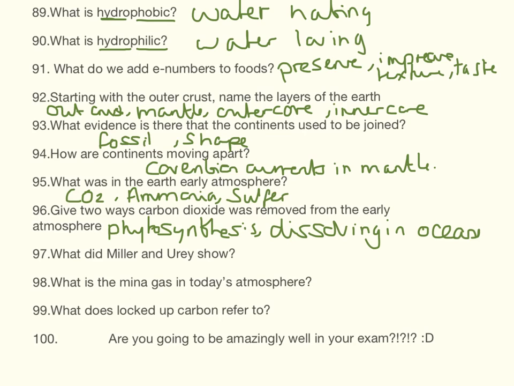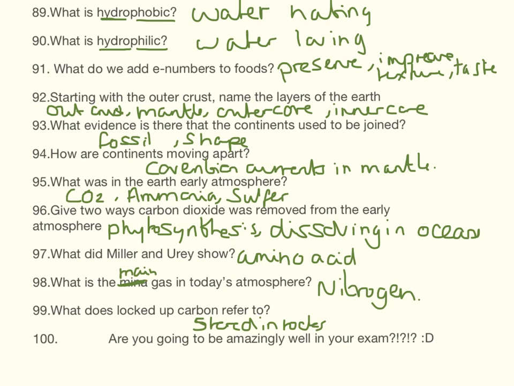Miller and Urey showed that amino acids, which are the building blocks of life, could be formed under the conditions of the early atmosphere. The main gas in today's atmosphere is nitrogen. And what does locked-up carbon refer to? That is the carbon stored in rocks and fossil fuels.